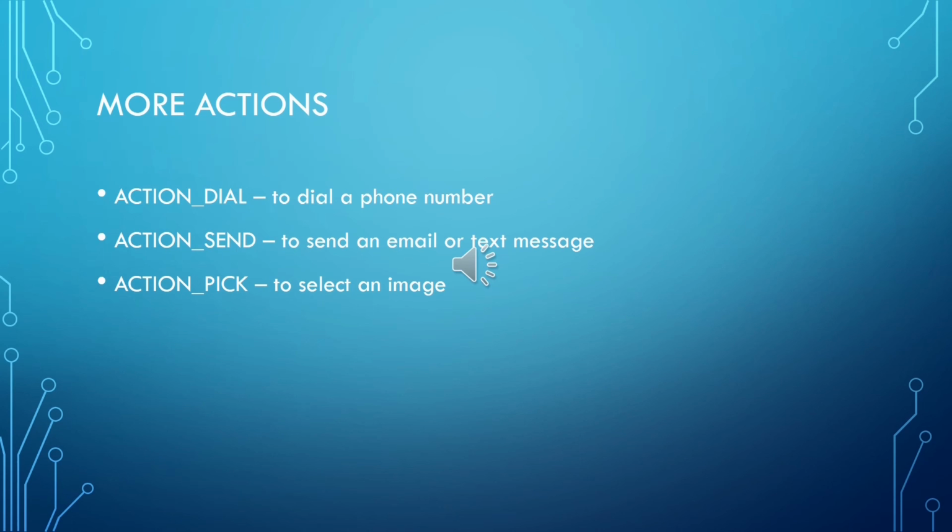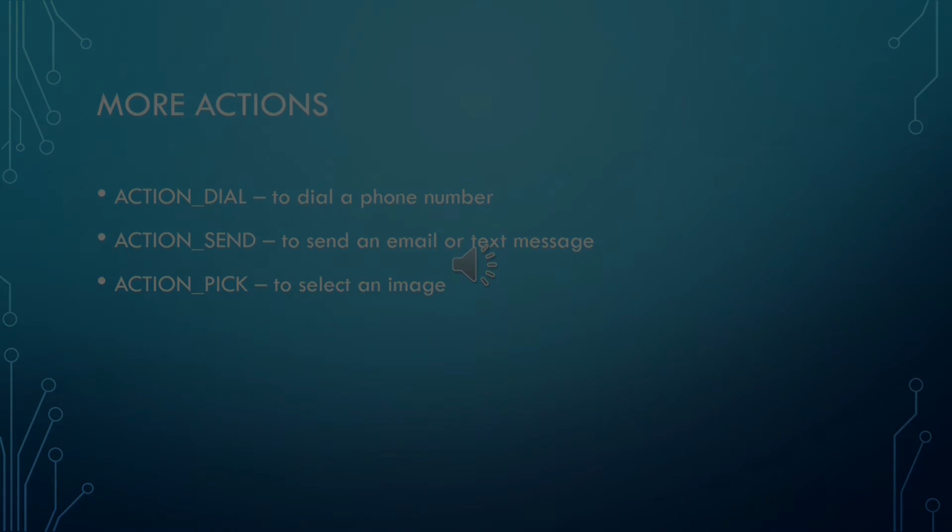So no matter what you're looking to accomplish within your app, there's an intent for that. If you need to take a picture, if you need to pick a photo or send a text message, there is an intent for that. And here we have listed a few more actions. The action dial is used to dial a phone number. The action send is used to send an email or a text message. And the action pick is used to select an image. It is good practice for you to determine whether there are one or more existing built-in intents that might help you to develop your app.